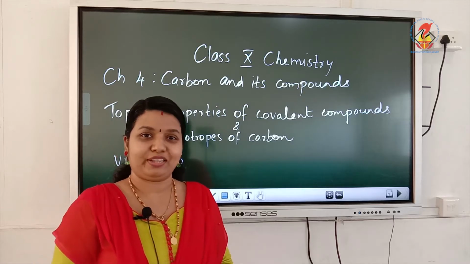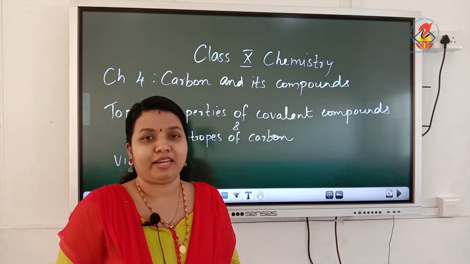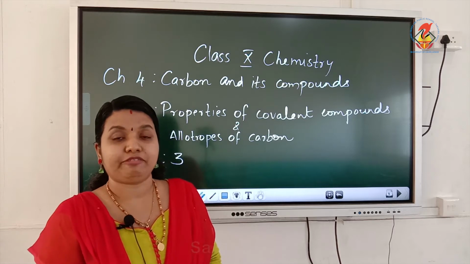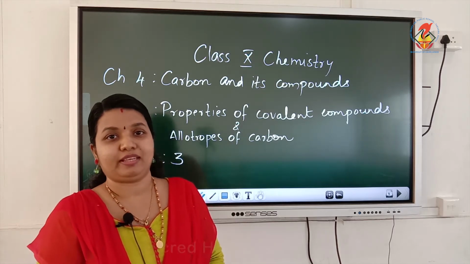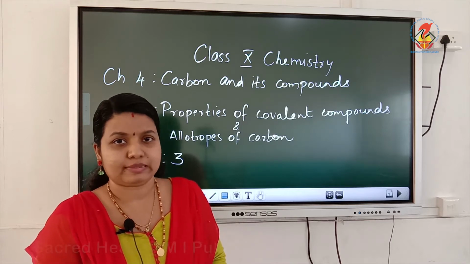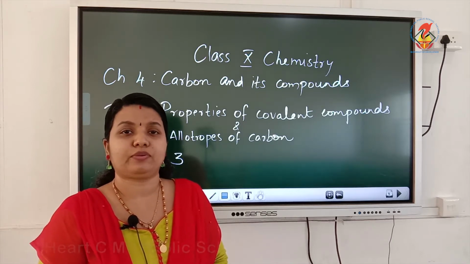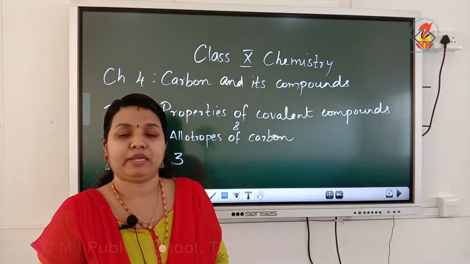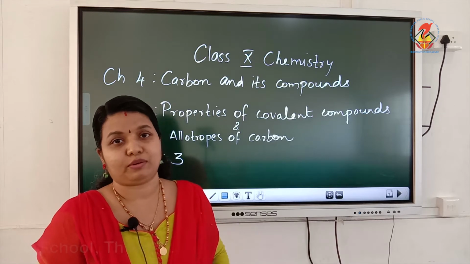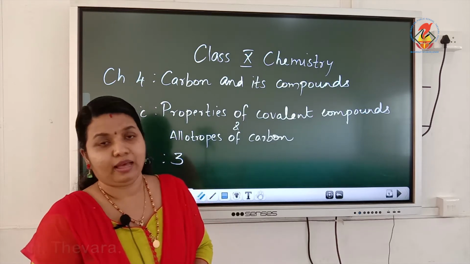Hi children, we continue with our fourth chapter, carbon and its compounds. In the last class, we discussed the different types of covalent bonding: single bond, double bond and triple bond. And we saw certain molecules of elements and molecules of compounds in which the combining atoms are joined together by covalent bonds. By sharing of electrons, a bond is formed between the combining atoms.